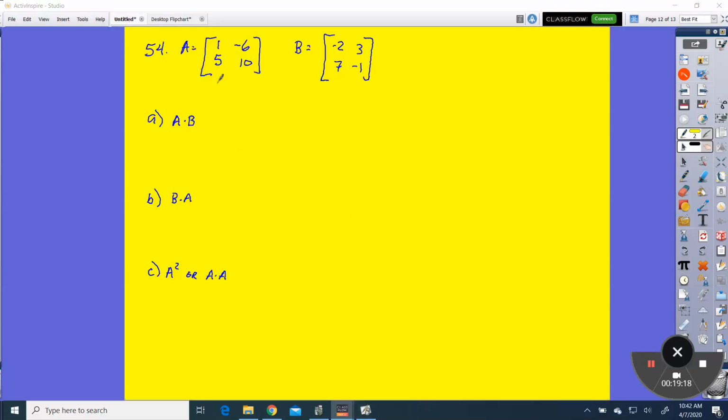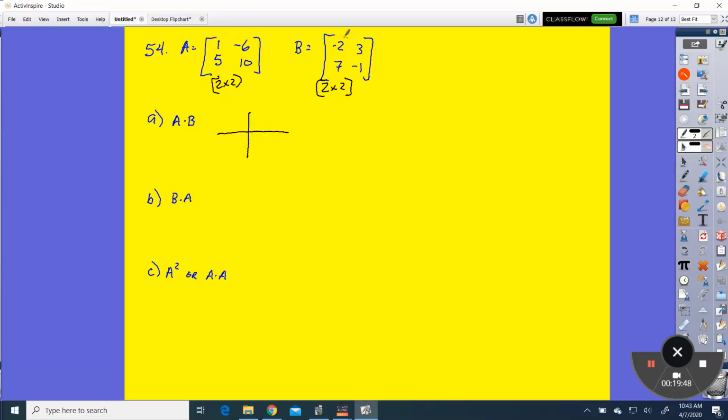All right, so on 54, let's work through that by hand. So this is a 2 by 2, and this is a 2 by 2. So when I go A times B, these are going to match up. And when I go B times A, it'll work both ways. So it is a square matrix like this, where these are the same. You can do A times B and B times A. So now, since I know it's a 2 by 2, I know that my answer is going to be a 2 by 2.